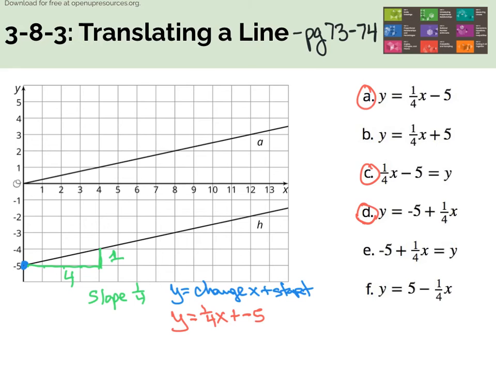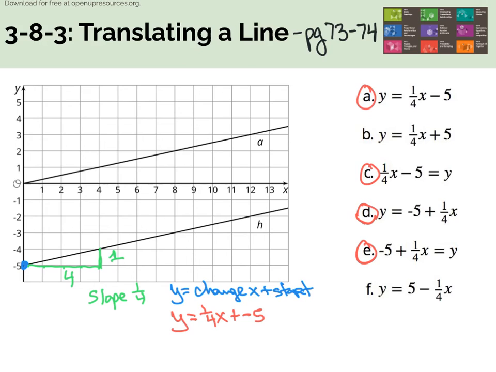Let's look at E. So E, negative 5 plus 1 over 4x equals y. So again, all of these played musical chairs. Do we still have negative 5? Yeah. Do we have 1 over 4? Yeah. Do we still have an x next to 1 over 4? Yeah. Do we have a y? Hey, that is actually an answer. So that's going to work.